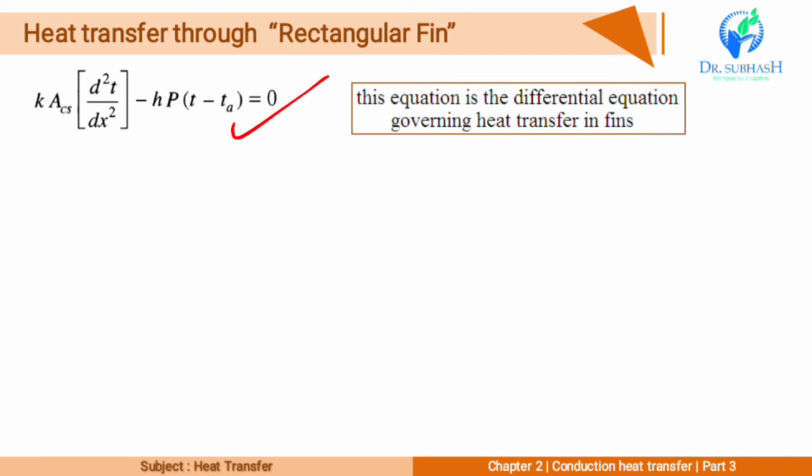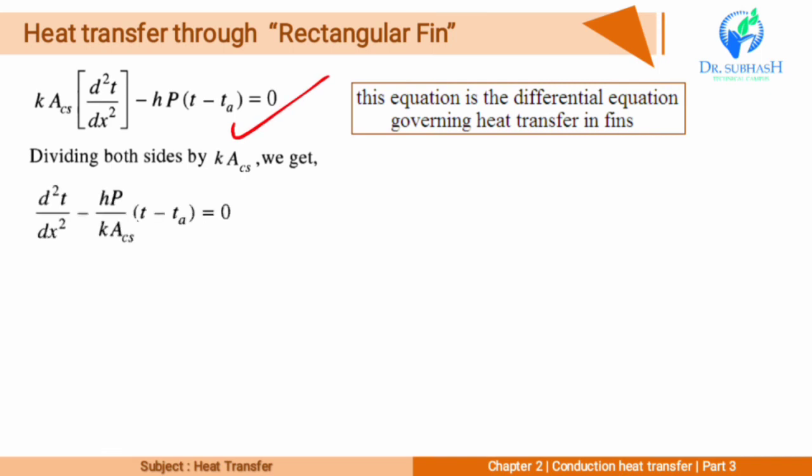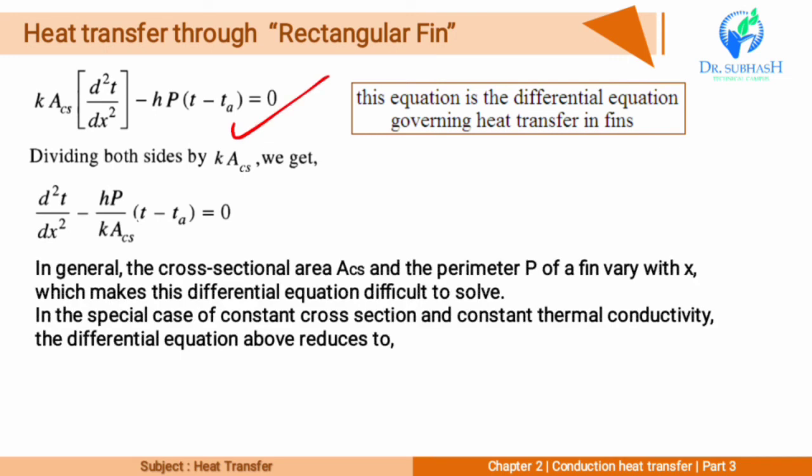This equation is the differential equation, or you can say the differential equation governing the heat transfer in fins. Dividing both sides by kA, we get d square T by dx square minus hP by kA into T minus Ta, that is equal to 0. In general, the cross-section area Acs and the perimeter P of the fin vary with x, which makes the differential equation difficult to solve.